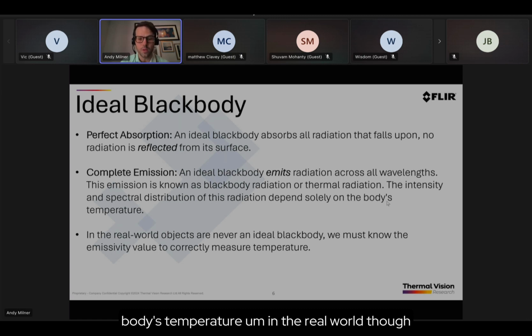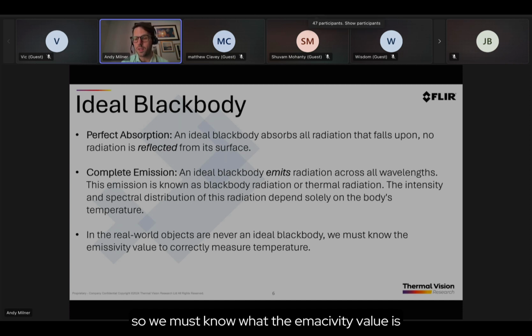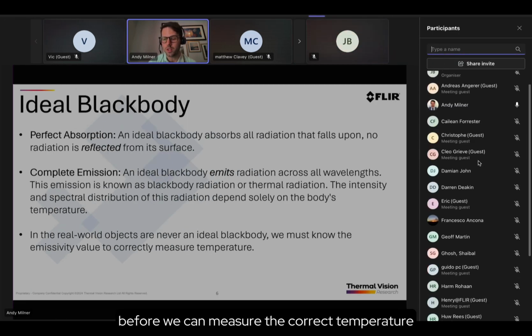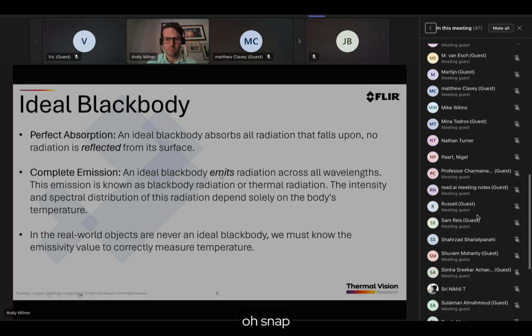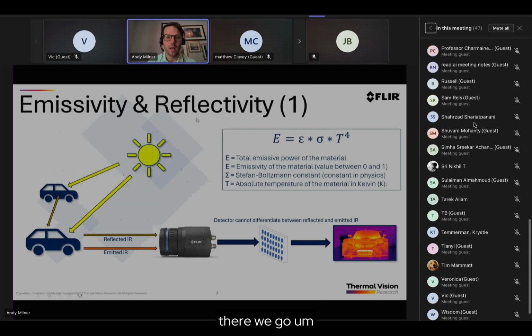In the real world, though, objects are never an ideal black body, as I just said. So we must know what the emissivity value is before we can measure the correct temperature.